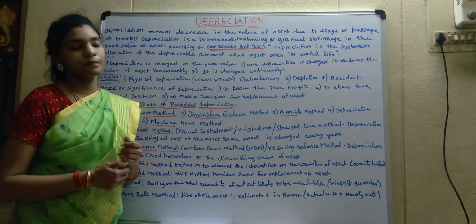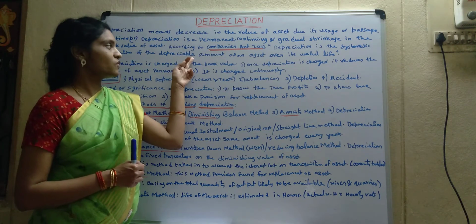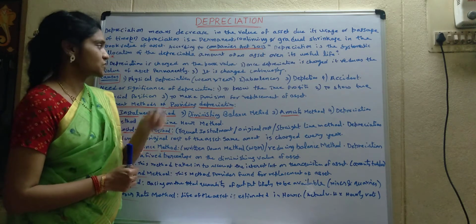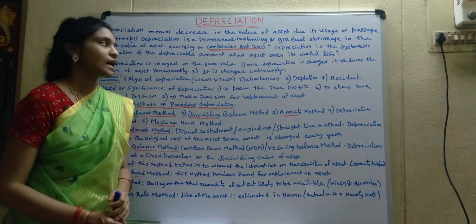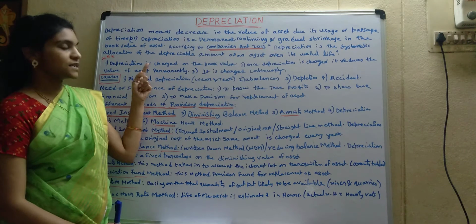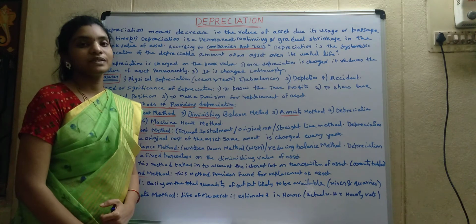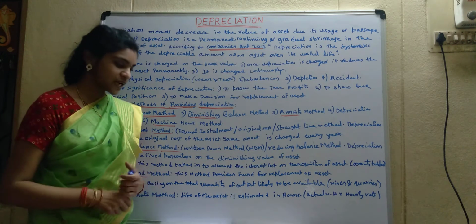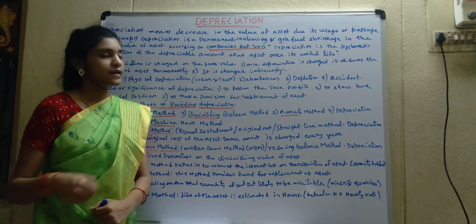According to the Companies Act 2013, depreciation is the systematic allocation of the depreciable amount of an asset over its useful life. And depreciation is charged on the book value. It means the value is shown on the books after depreciation is written off.